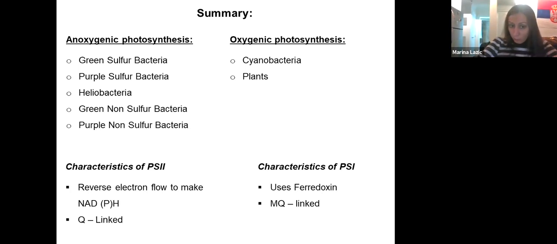Speaking about oxygenic photosynthesis, there are two photosystems, 1 and 2. In photosystem 2, which is the first player, reverse electron flow is used to make NADPH, and there is a quinone pool. In photosystem 1, there is ferredoxin and there is a menaquinone.